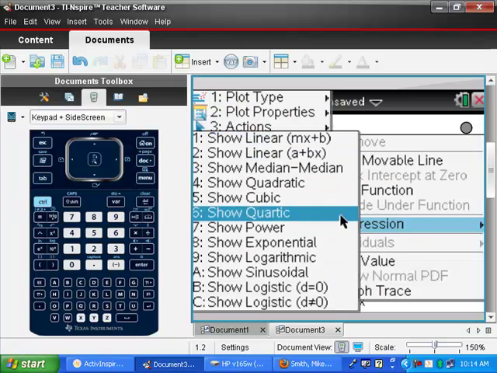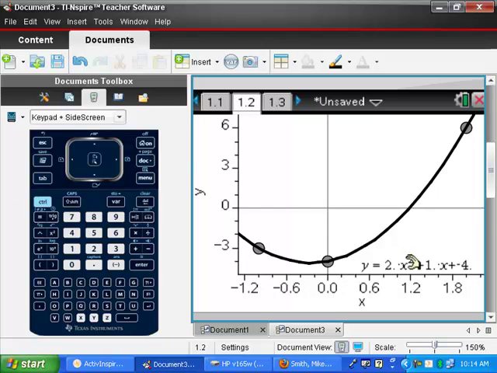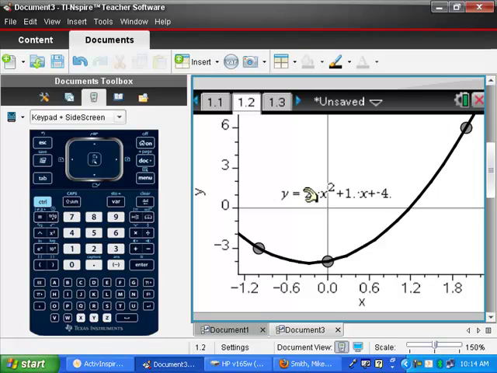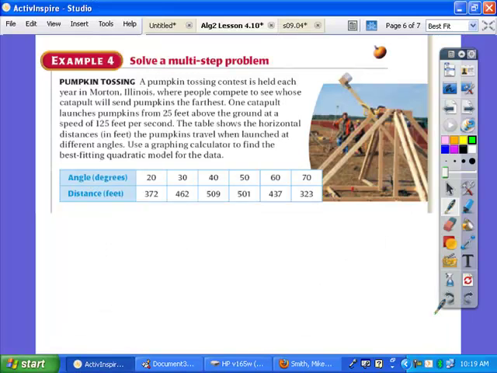Menu, Analyze, Regression, Show Quadratic. And there's the equation of the line. Okay? And that was what this was asking, right? If you go back to the question, it was asking, write a quadratic function in standard form for the parabola. Here's the function in standard form for the parabola. All right. So we were kind of using a technique and applying it in a situation that maybe we were not supposed to, but it's very effective.